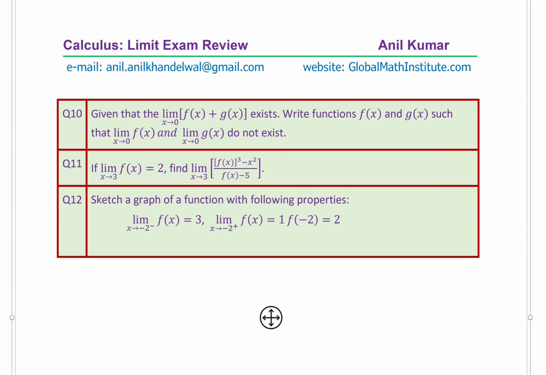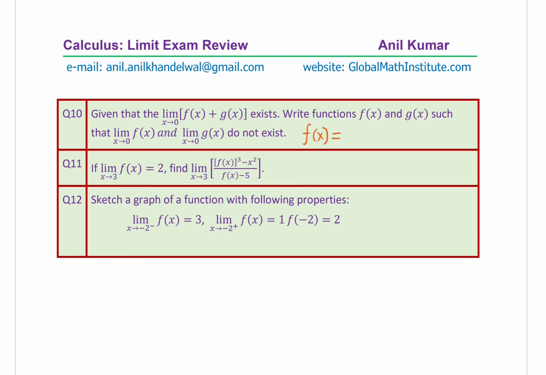The last 3 questions here are question number 10. Given that the limit of this particular function f of x plus g of x when x approaches 0 exists, write functions f of x and g of x such that the limit of f of x when x approaches 0 and g of x when x approaches 0 do not exist. So what could you do? Well, there is a very simple solution to this. So let me give you the solution and then we'll discuss.